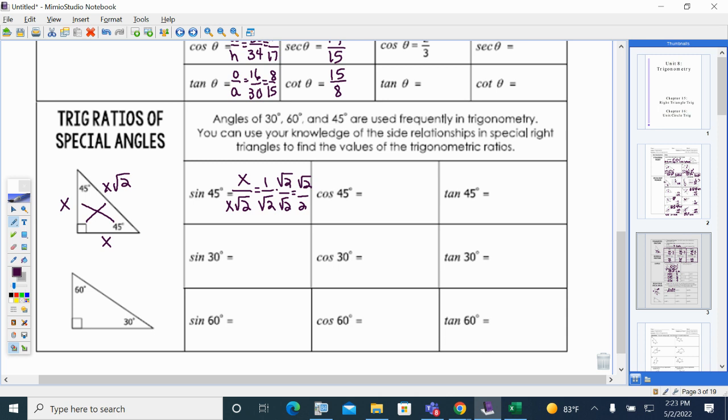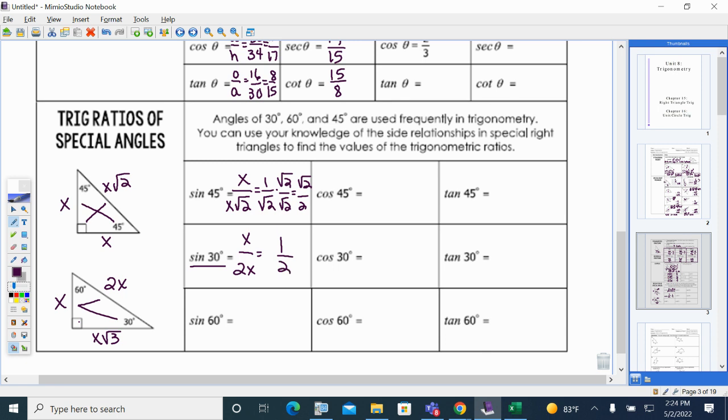Let me do a 30 real quick. Sine of 30. Remember, in a 30, 60, 90 right triangle, the 30-degree angle gives you your short leg. That's my x. The hypotenuse is 2 times that. And the long leg is x times the square root of 3. So if, say, I wanted the sine of 30, coming from that 30-degree angle, the sine is opposite over hypotenuse. So I'm going to take the side opposite, which is x, and divide by the hypotenuse, which is 2x, and I get 1/2. So that's how that works.